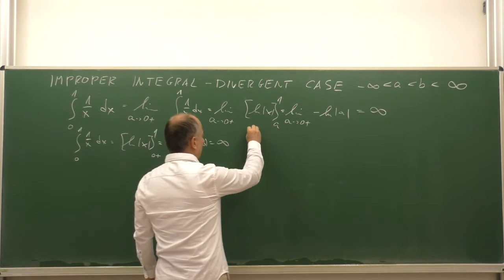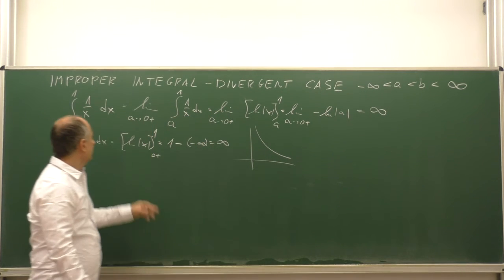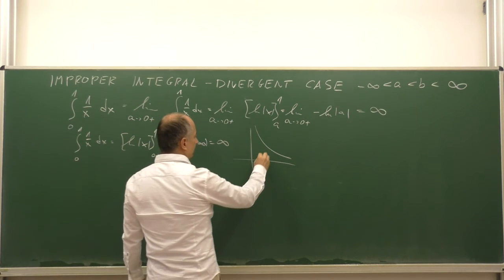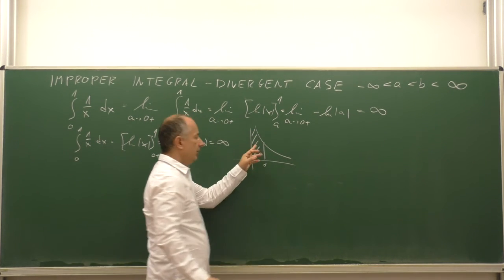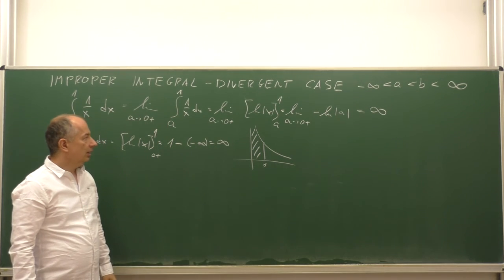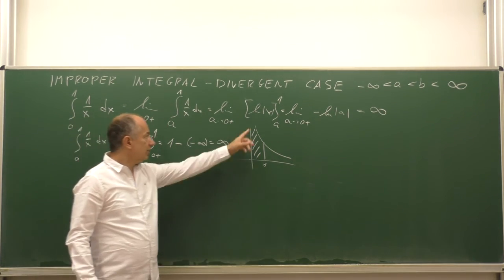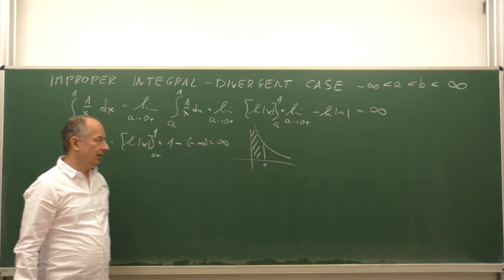Well, this is well illustrated by the graph of the function. The integrated function 1 over x has the graph, namely the hyperbola, and the integral has the meaning of the area of this region, which is unbounded and has unbounded area. This tail is so thick that the area is infinite.